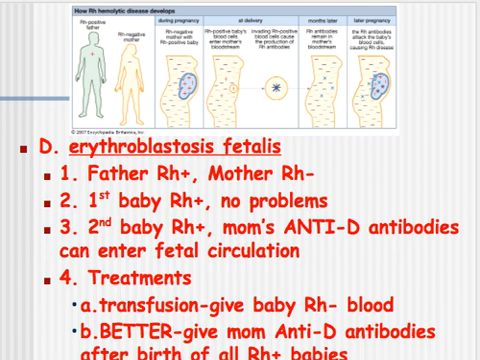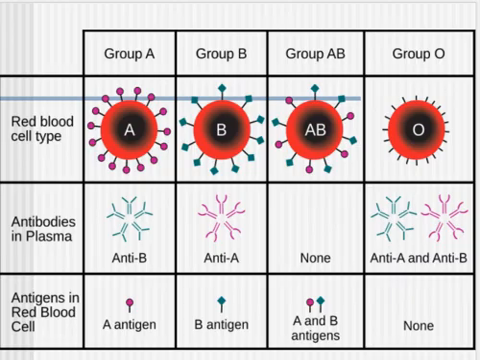All right, so those are our blood types. Remember that there's A, B, AB, and O. And they can all be positive or negative for a total of 8 types of blood.